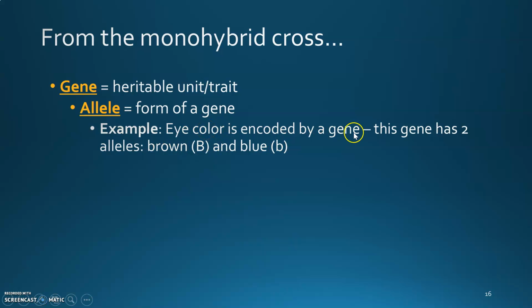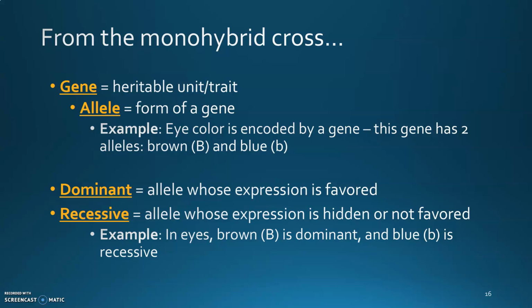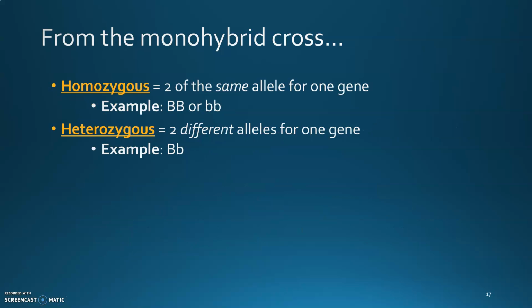Another example is eye color. Eye color is encoded by a gene, and there are 2 forms, or alleles, of this gene. There's a brown allele for eye color and a blue allele. The allele, or the form of the gene whose expression is favored, is known as dominant, and the one whose expression is hidden is recessive. So in the previous example, since the short plants were the ones that were hidden in that first generation, the short or dwarf allele is recessive, whereas the tall allele was dominant, because that was the one whose expression was favored, the one which we saw. In the case of eyes, brown is actually dominant to blue. And usually we express dominance and recessiveness as capital letters for dominant and small letters for recessive.